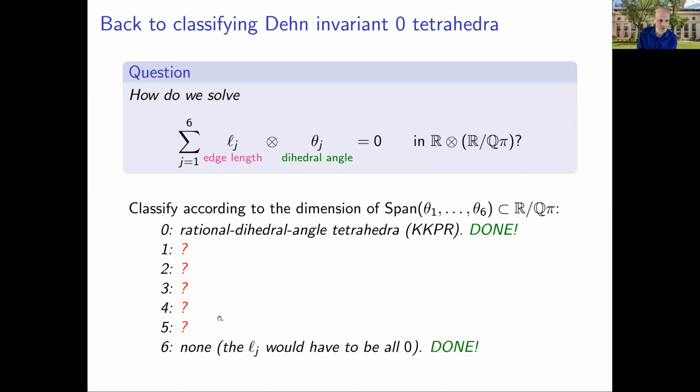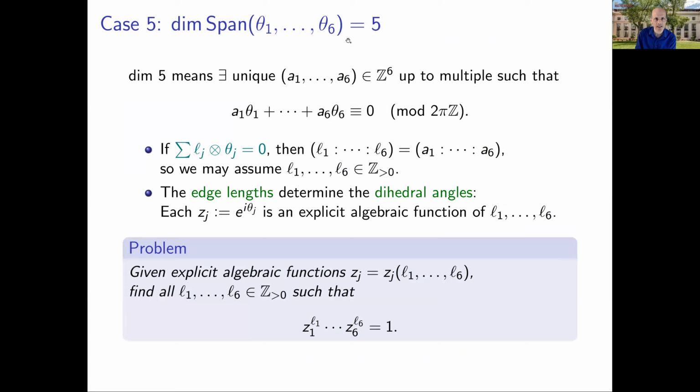All right, so let me talk about case 5. This is the case where the span of these 6 angles is 5-dimensional modulo pi. What does that mean? If they're 5-dimensional, that means that there's one relation between these 6 angles. There's one integer relation, or rational, or you can scale it, you can clear denominators, one integer relation. So there's going to be a single integer combination of those that gives you a multiple of 2 pi, say. And when I say unique, it's unique up to a scalar multiple, of course. You can always double it.